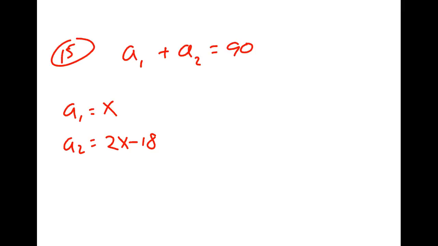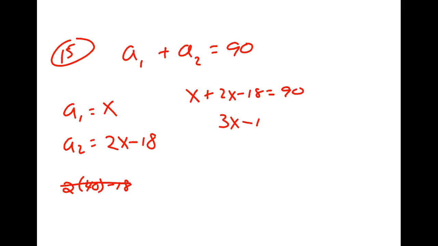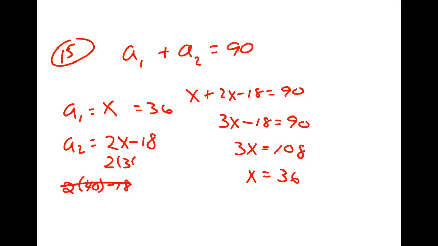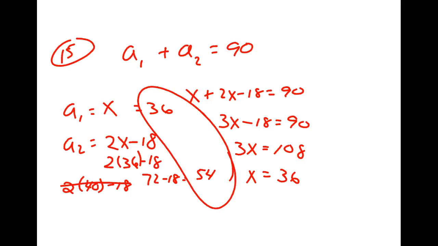Like if I said, what's 18 less than twice 40? Hopefully you'd say you go 2 times 40 and then you subtract 18 to get that answer. So those are my expressions. We know their sum has to be 90. Nice little algebraic equation to solve here. Add over the 18, divide over the 3. You find out that the small angle is 36. You could either take 36 from 90, or you could plug the 36 in here. It's 72 minus 18 is 54, and then verify. These two do, in fact, add up to 90.